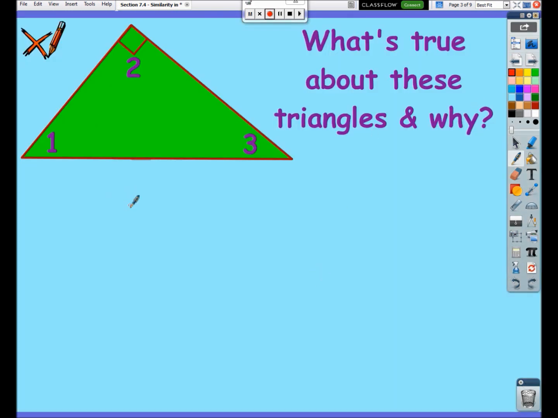All right. So now I've got what's true about these triangles, but there's only one triangle here. Here's where we're going to get our introduction to the Papa triangle, Mama triangle, and Baby triangle. The overall big right triangle is going to be the Papa triangle. But where are the Mama and the Baby triangle?